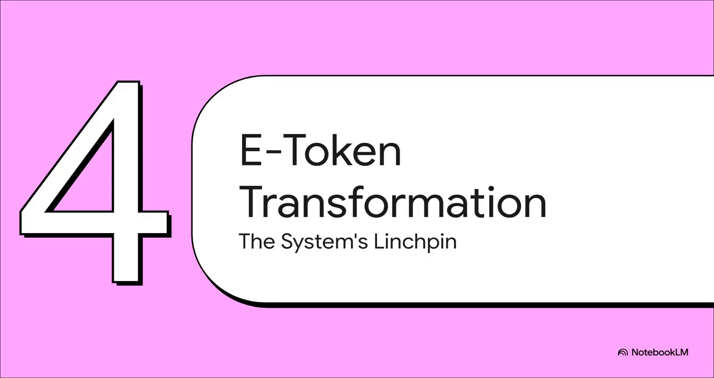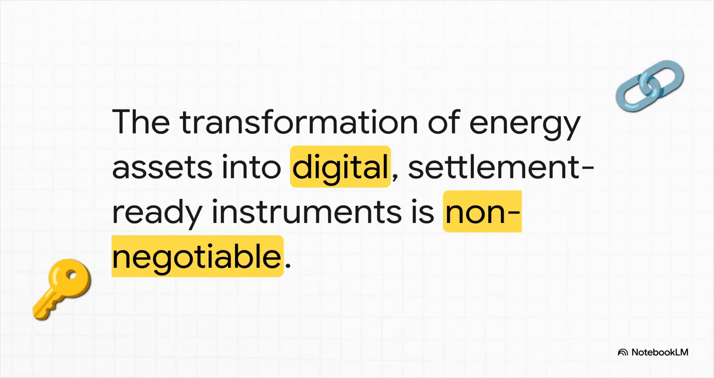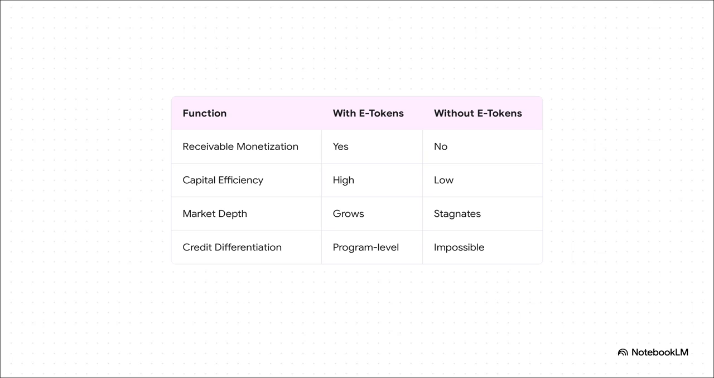Now, this whole design is really elegant, but there's one component, one piece of the puzzle that is absolutely 100% critical to making it all work. It's the key that unlocks the entire idea of capital compression. And that is the transformation of the energy assets themselves into something digitally native, something that's ready for instant settlement. Without this step, the whole system just goes right back to being the old, slow, inefficient model. And this table here makes it crystal clear why these e-tokens are the absolute linchpin. With them, you can instantly turn a future payment into cash, you drive capital efficiency through the roof, and the whole market gets deeper. Without them? Yeah, none of that is possible. The system loses its entire economic advantage.